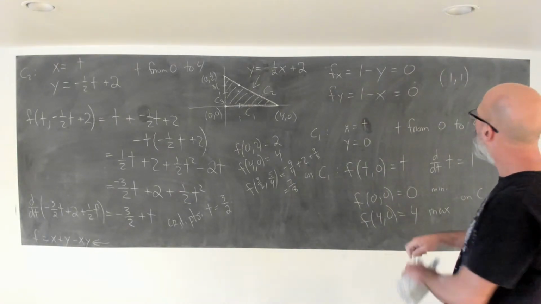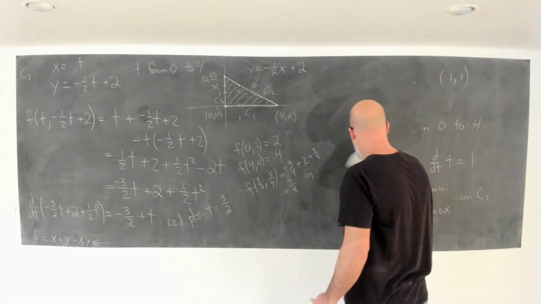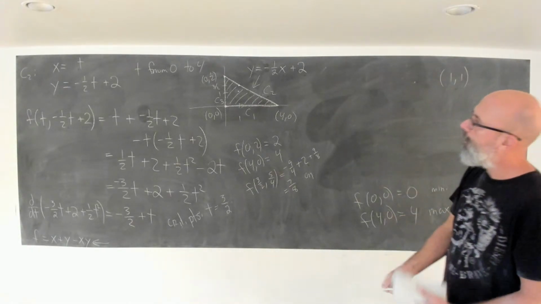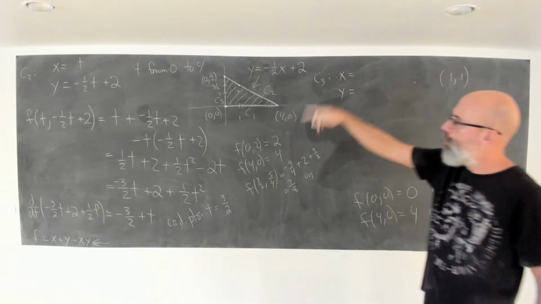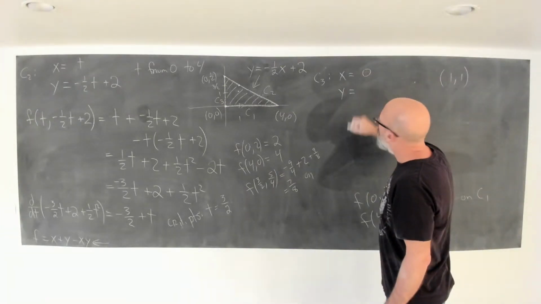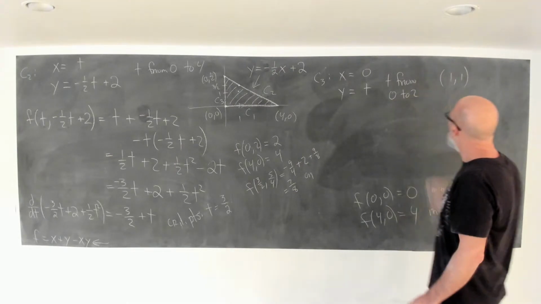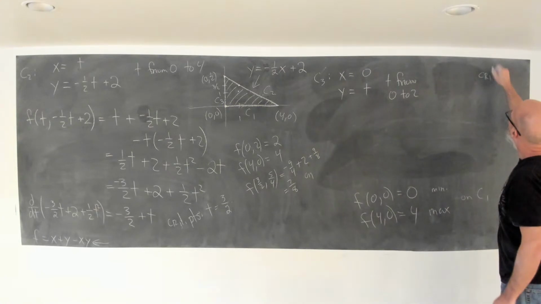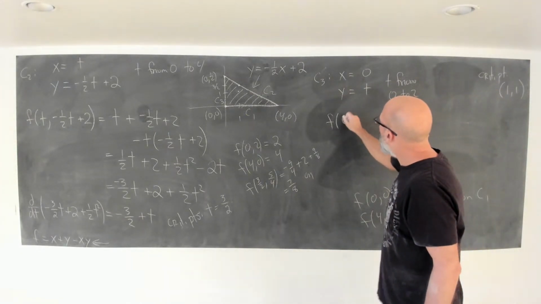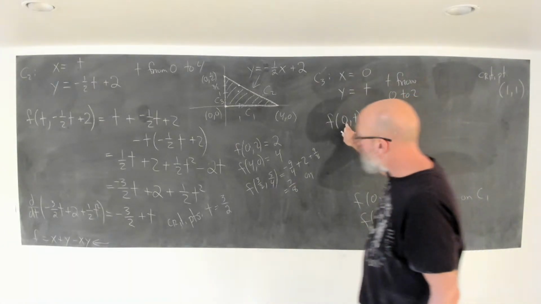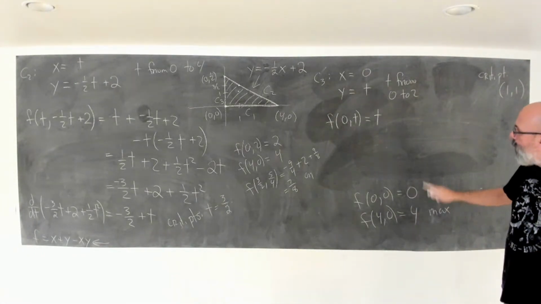Finally, on C3, the parametric equation of your line: x is always 0, y is t, where t goes from 0 to 2. Let's recall that we had a critical point of (1, 1). So your function on that line segment, when x is 0 and y is t, we just get t. And it was very similar to this one.